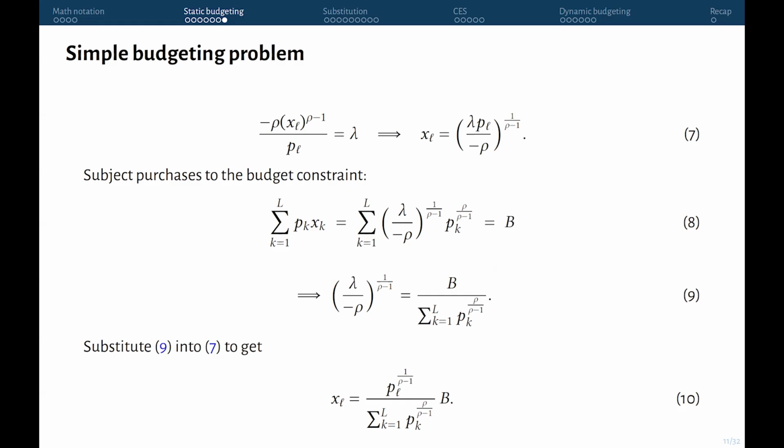Changes in relative prices can get you to substitute between the goods, but just getting richer or poorer can't here. There's no luxuries in this world for you. Here, you just spend a constant proportion of your budget on each good.